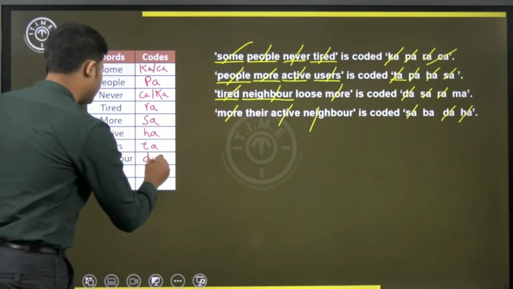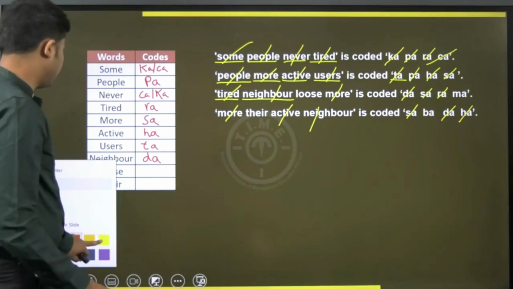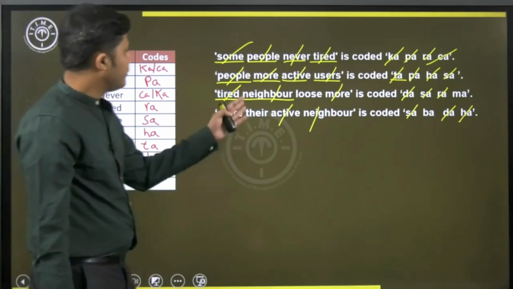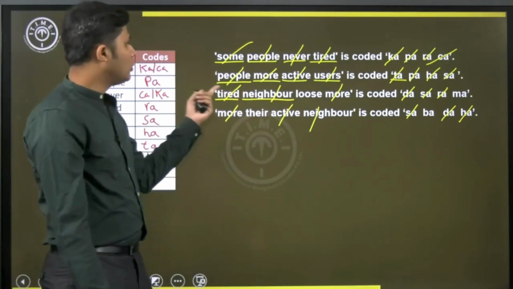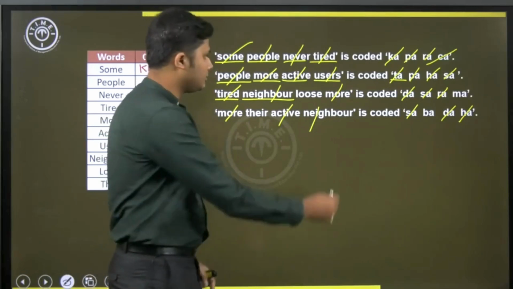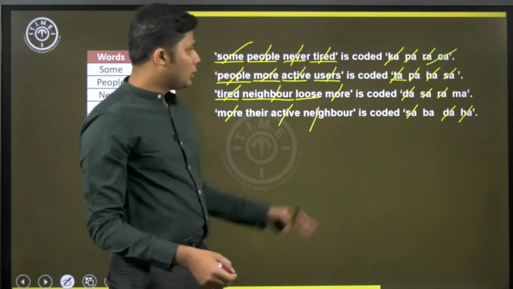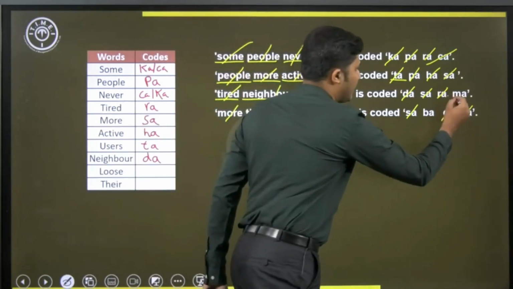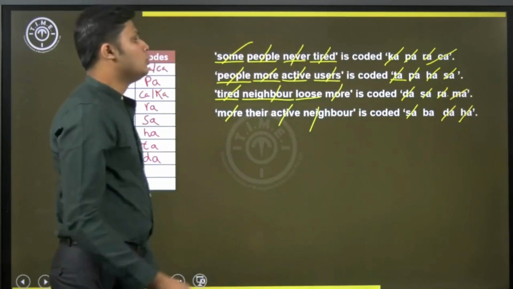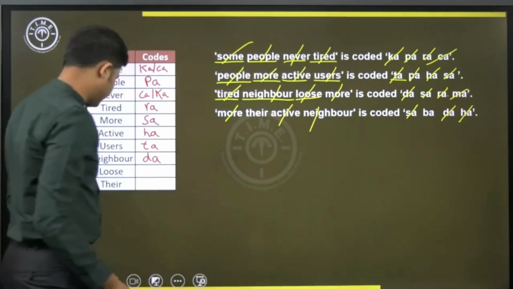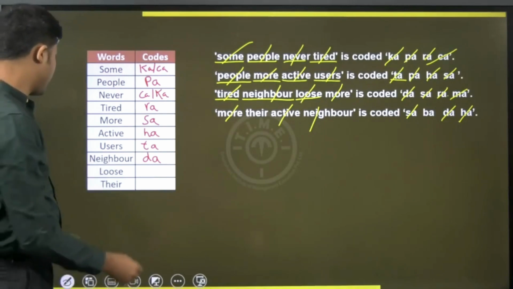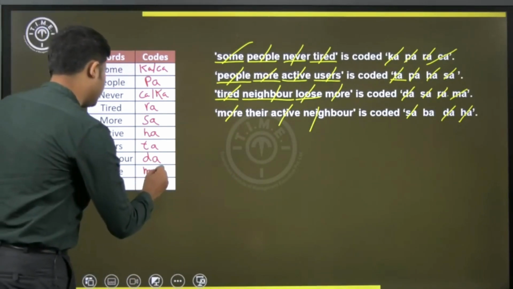Neighbor is coded as DA. Now similarly, the only left out word in statement 3 is lose, and the only left out code here is MA. We can say that lose is coded as MA.